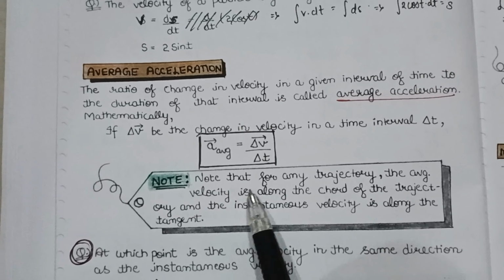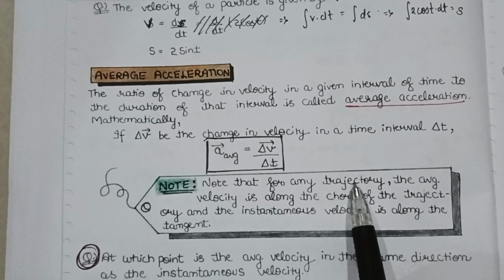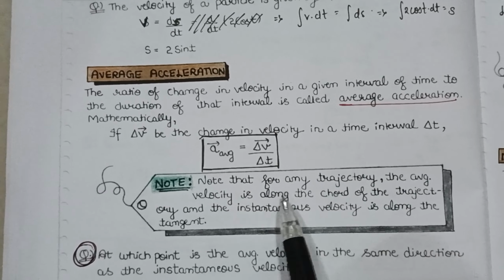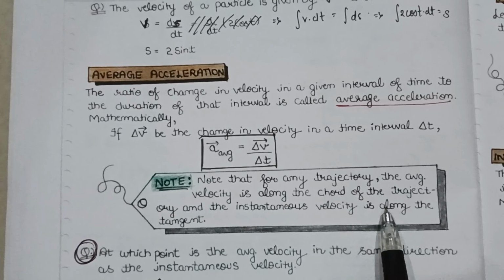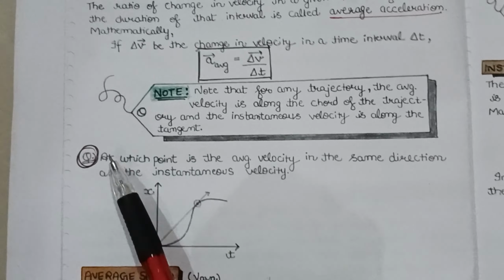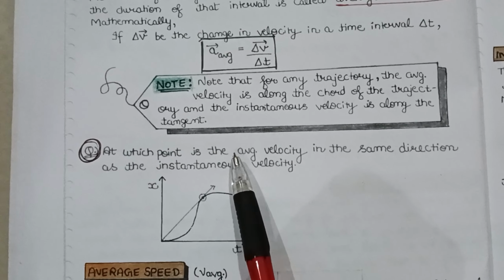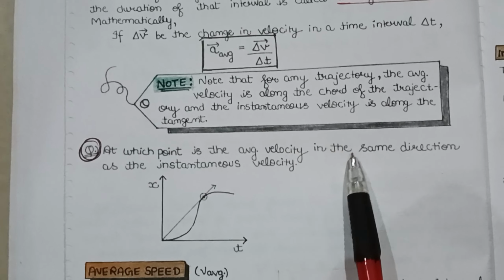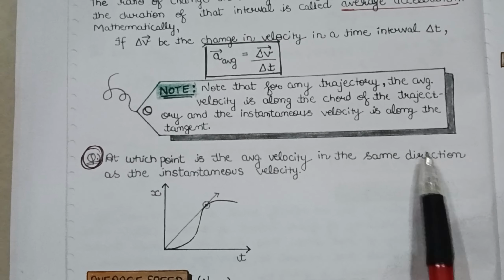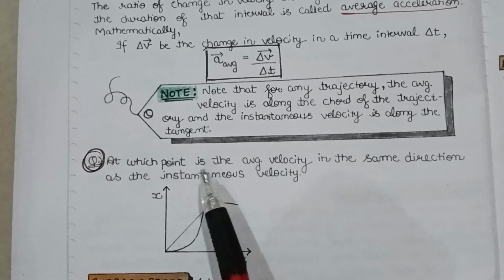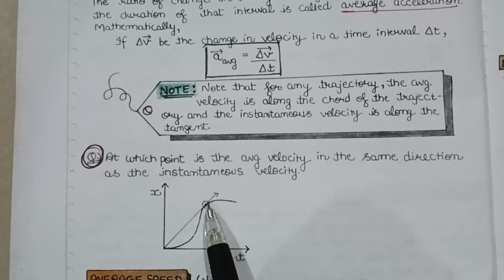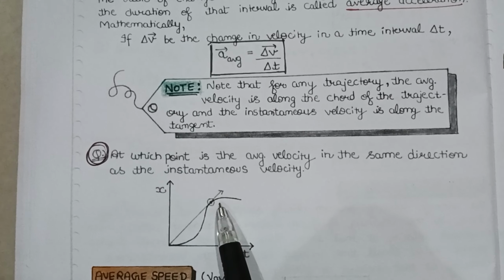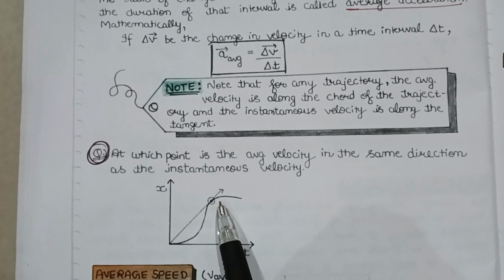Note that for any trajectory, the average velocity is along the chord of the trajectory and the instantaneous velocity is along the tangent. Question: at which point is the average velocity in the same direction as the instantaneous velocity? At this point in the x-t graph, the average velocity and the instantaneous velocity are in the same direction.